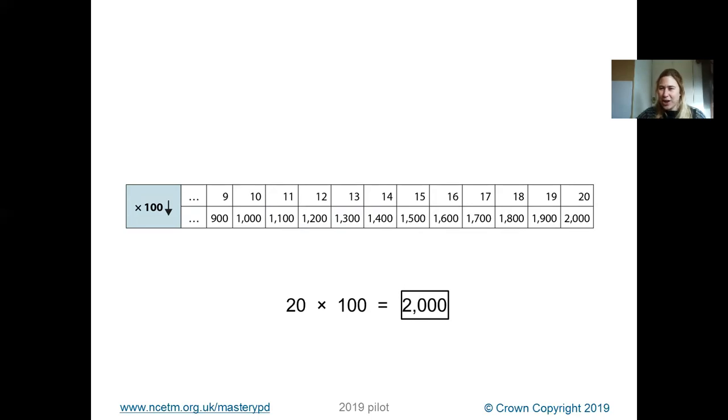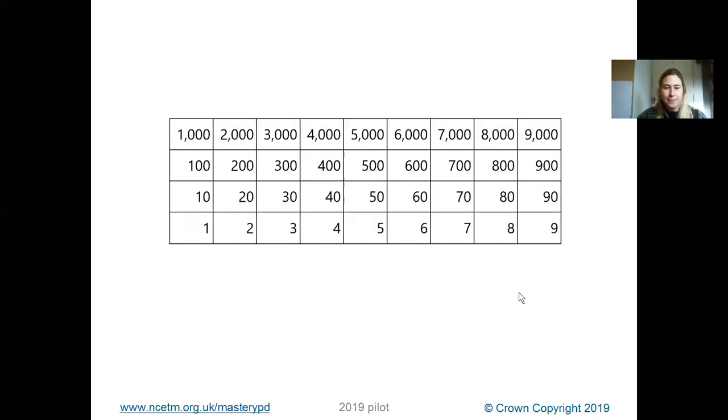Now, what do you notice each time? Hopefully you've noticed that when we've got a 2-digit tens number and we times it by 100, we always end up with a 1,000 number. Now think about that, that's the 4th column away, isn't it? So if we're at the 2nd column, we've got to move 2 columns each time. So a 2-digit multiple of 10, if we times it by 100, will always be a 4-digit number.